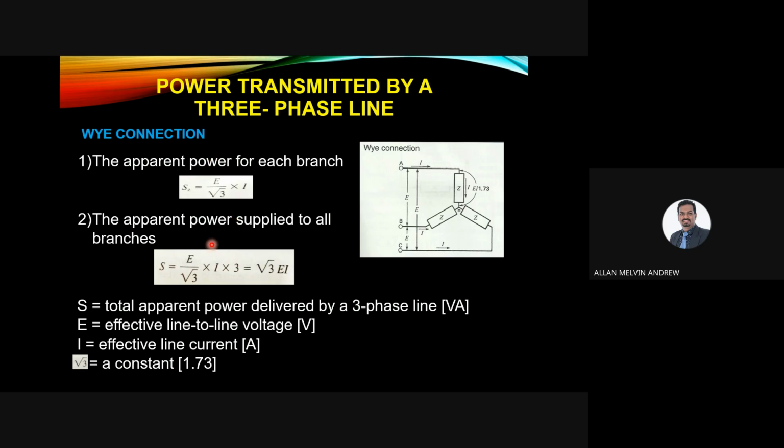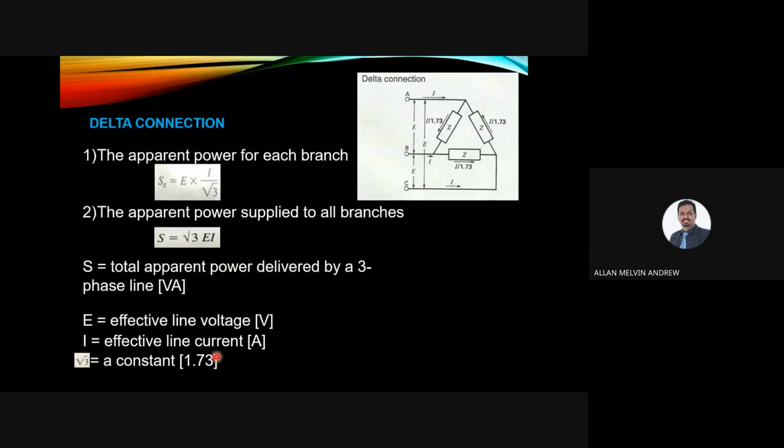So the apparent power supplied to all branches. Since we have 3 branches, we multiply by 3. So you have square root of 3 EI, and these are the components of the formula. Square root of 3 is equal to 1.73. And for delta connection, as said, the apparent power equals E times I over square root of 3, the apparent power supplied to all branches. So you get this.